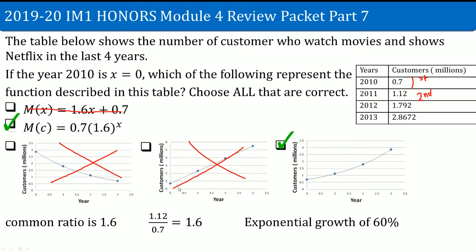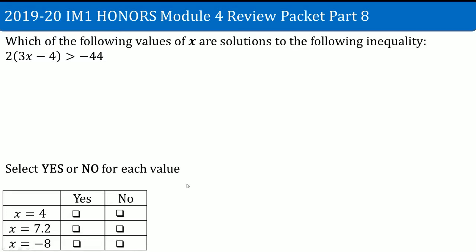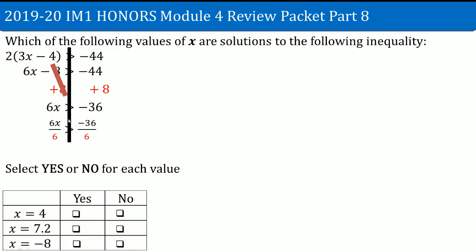All right. So next, which of the following values of x are solutions to this inequality? So let's basically solve it. You have this 2 parentheses 3x minus 4. Get rid of the parentheses by distributing. 2 times 3x is 6x. 2 times negative 4 is negative 8. Plus 8 to both sides. Bring down, this cancels out. You get 6x on the left. Negative 44 plus 8 becomes negative 36. Divide by 6 on both sides. Cancels out. You get x is greater than negative 6.